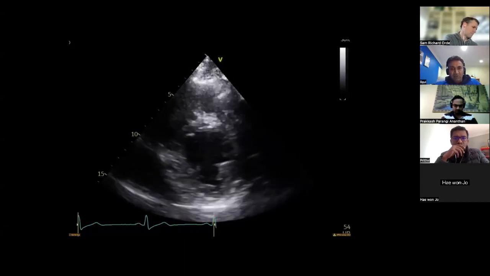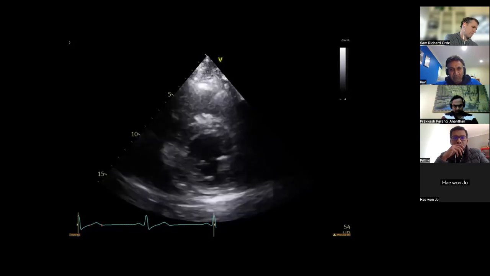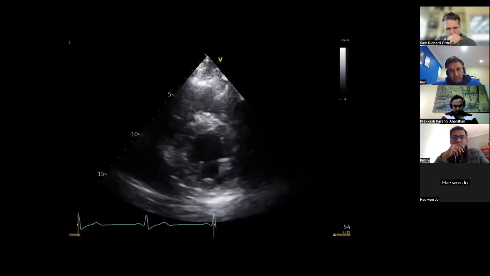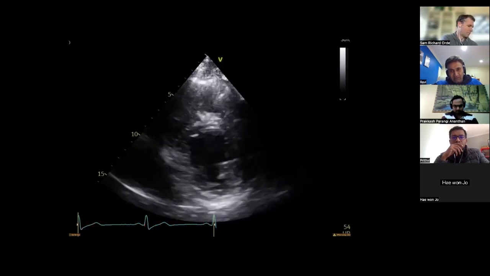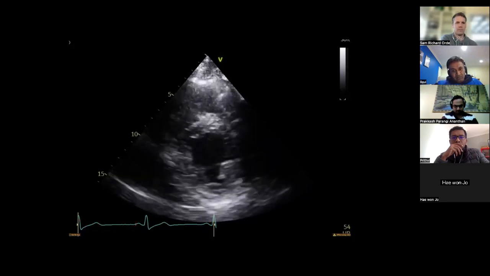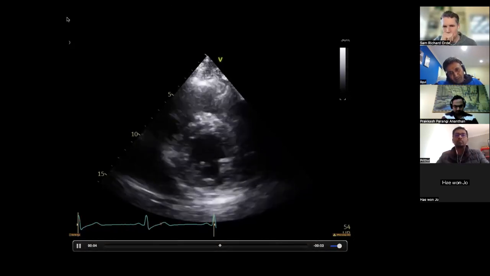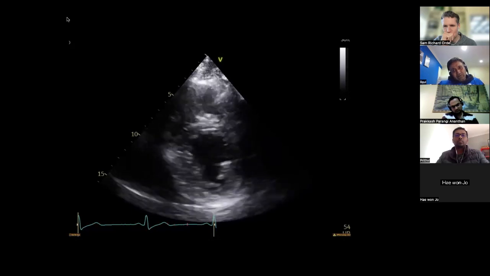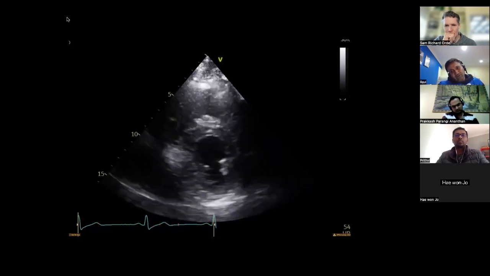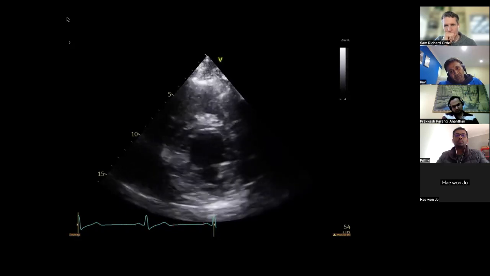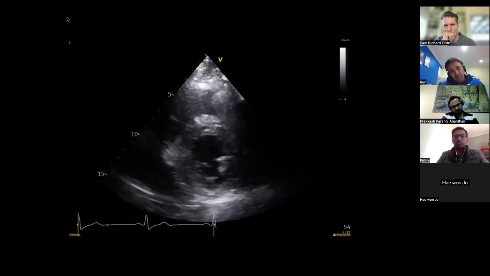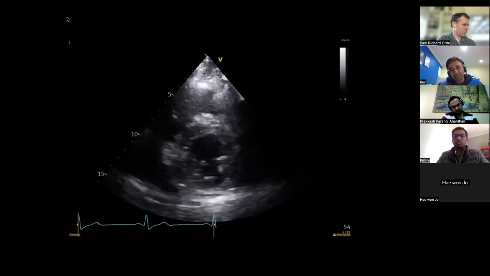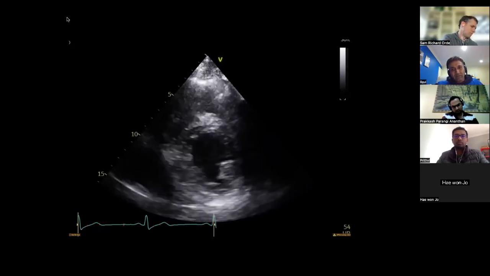And this is parasternal short axis at the papillary level. I can see a hypokinetic anterolateral wall. This is the mid anterolateral wall. Anterior, anteroseptal, inferoseptal, inferior, and inferolateral are contracting well. This anterolateral is hypokinetic.